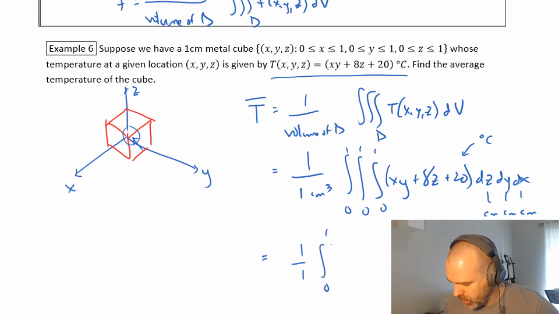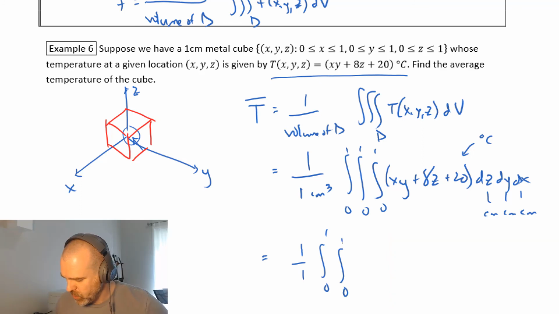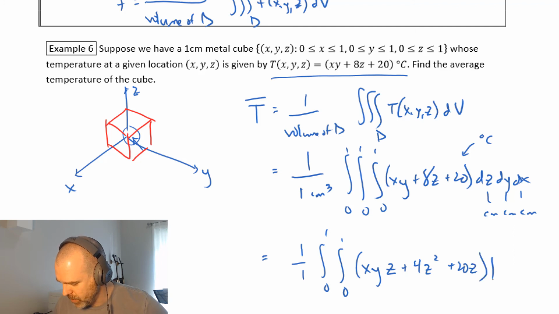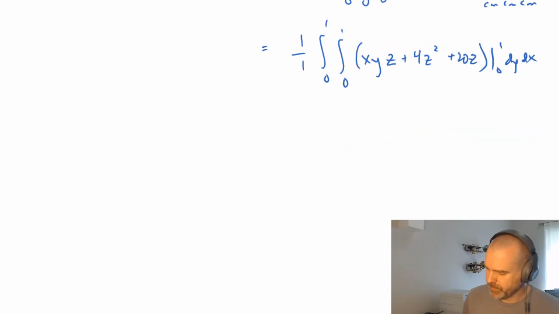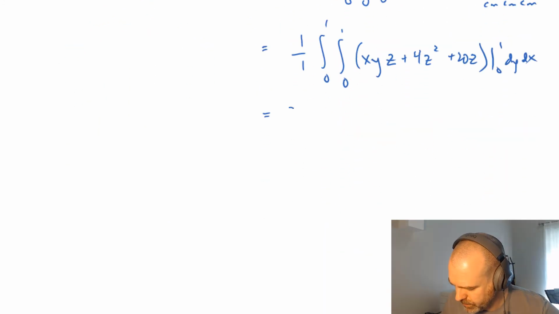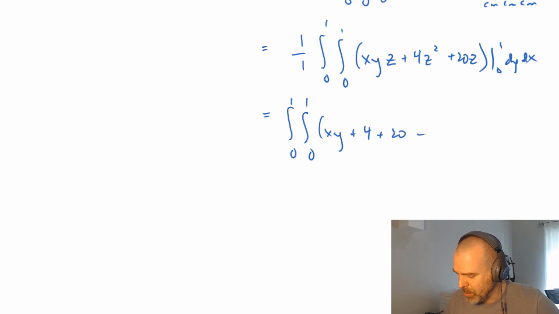Okay, so let's integrate z first. So we'll have xy times z, right? Because xy is a constant with respect to z. And then 4z squared plus 20z from 0 to 1, and then we still have to do dy dx. Then we plug in 1, so we'll have xy plus 4 plus 20, and then minus, when we plug in 0 for z, everything's 0. And we're integrating that dy dx.